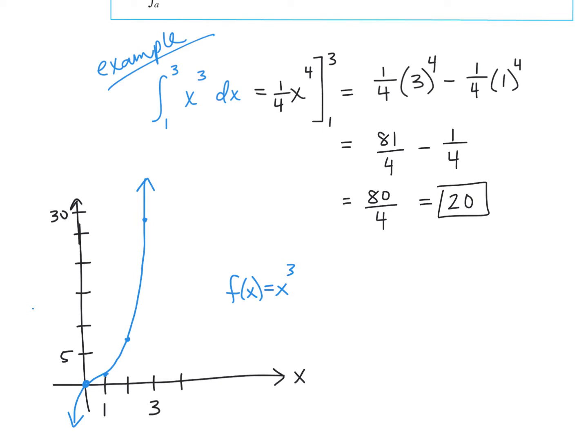20 represents the area. I'll do that in yellow. 20 represents the area under that curve from 1 to 3, right here. So this entire area down to the x-axis underneath the curve f of x equals x cubed, we know is represented by the definite integral from 1 to 3 of our function x cubed dx, and we have just found that that equals 20 square units because it is area. And we found that quickly using the first fundamental theorem of calculus, which allows us to evaluate a definite integral without using the long, tedious limit process.